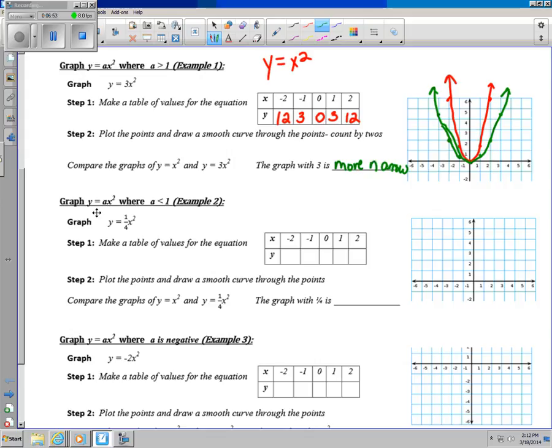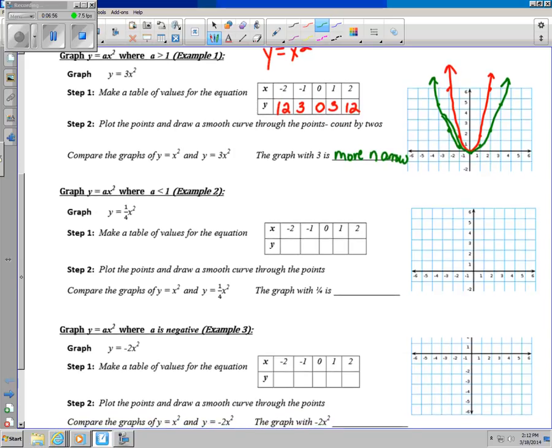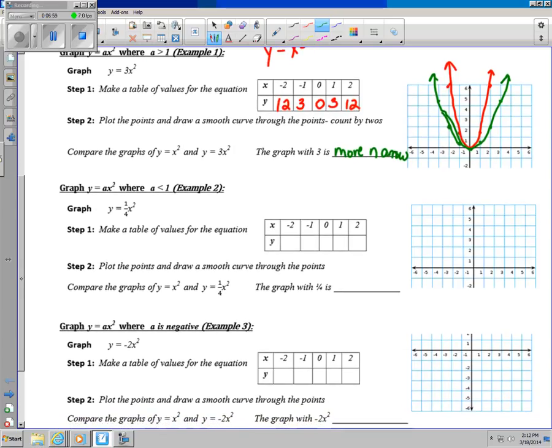So now let's look at this where we're going to graph ax squared where a is less than 1 and still positive but less than 1. So we're going to have a fraction. So here's my 1/4. That's my fraction. Make a table of values again. Okay? So when x is negative 2, negative 2 squared is 4. 1/4 of 4 is 1. Okay? When x is negative 1, negative 1 squared is positive 1. And so 1/4 times 1 would just be 1/4.